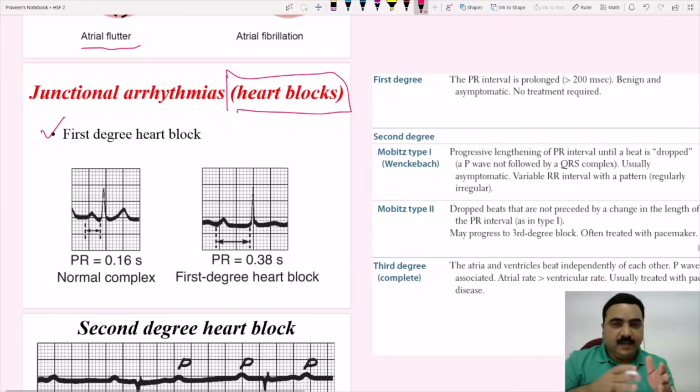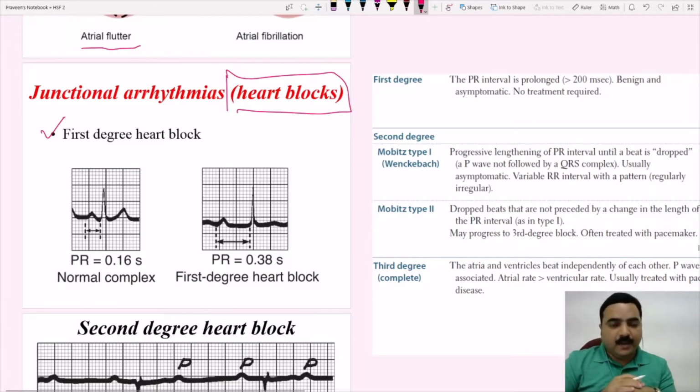In the second degree, what happens? The impulse is coming from the SA node and reaching the AV node, and some of the impulses are passing down and some of them are not. So that is your second degree. In the third degree, the SA node is sending the impulses and none of them goes down through the AV node. The AV node is completely blocking all the impulses coming from the SA node, and none are passed down to the ventricle. So that is third degree heart block.